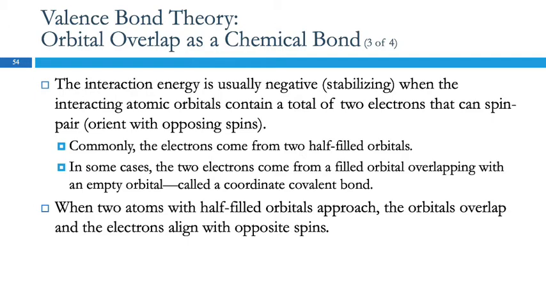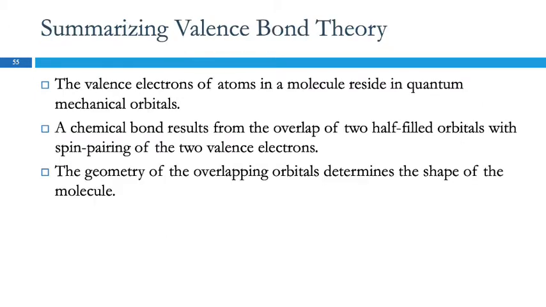It is possible for one atom to give two electrons and another atom no electrons. That's like charity: you don't have anything to share, but I'm going to share with you anyway. That's called a coordinate covalent bond, and we're not going to really do anything with those in 1A.